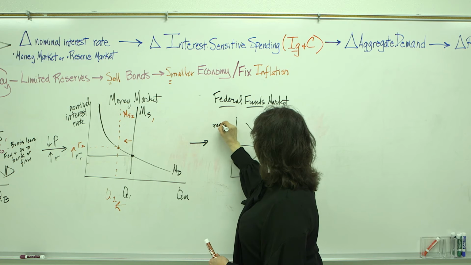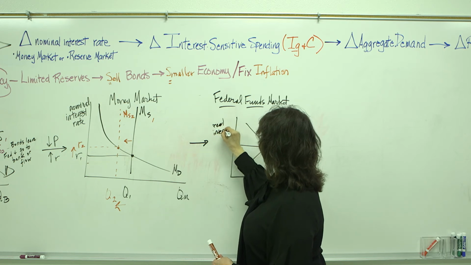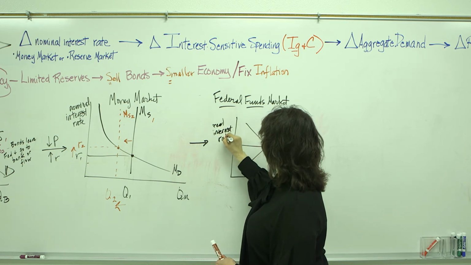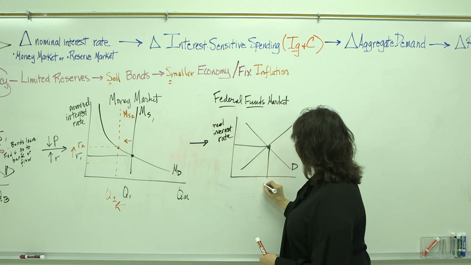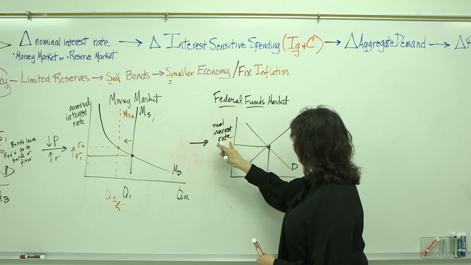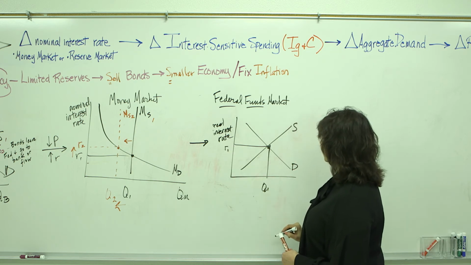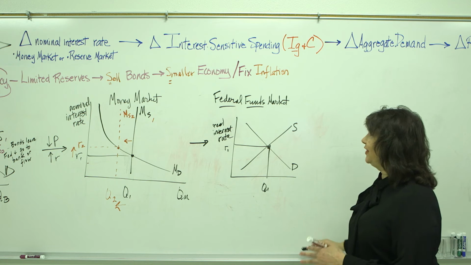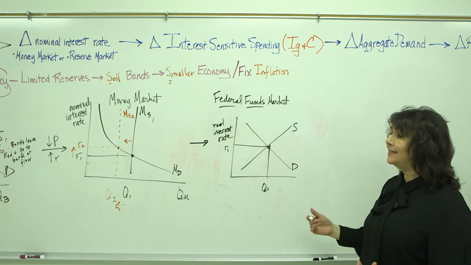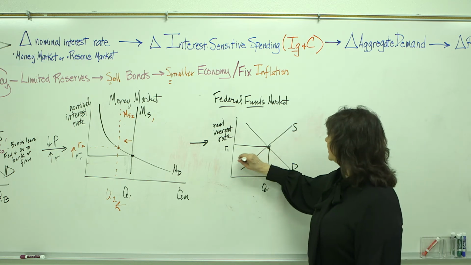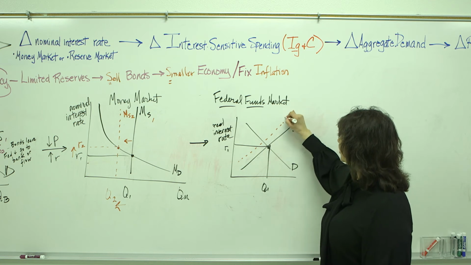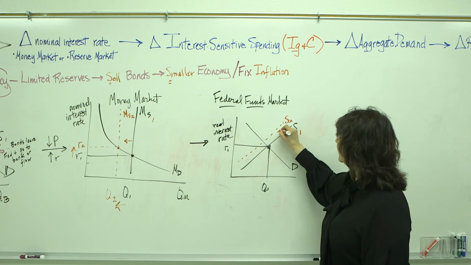This, though, is the real interest rate. Don't forget, you're not in the nominal interest rate anymore. You have no information on inflation, so you're going to say that if the nominal interest rate goes down, the real interest rate goes down. So now there's less money in the economy. There's less money in banks. So the supply of loanable funds shifts to the left.